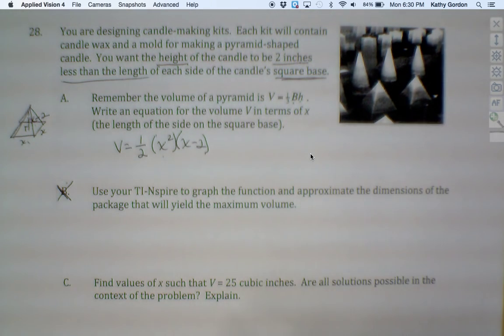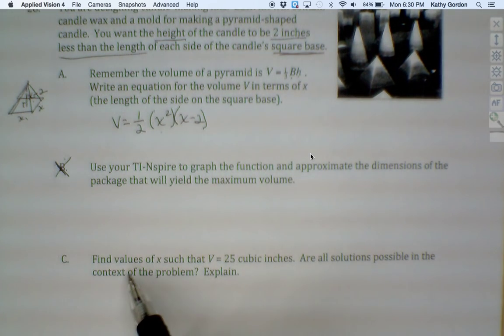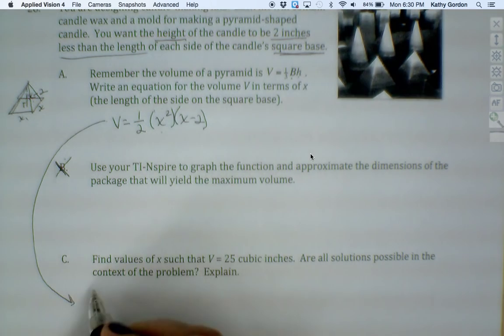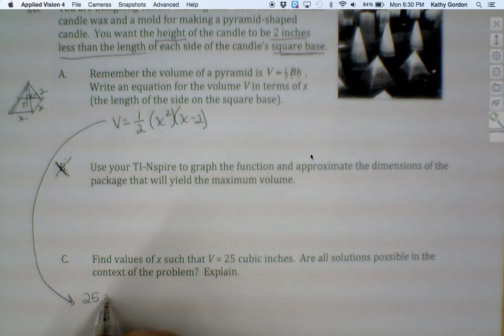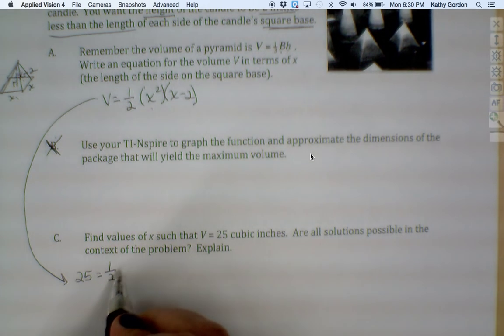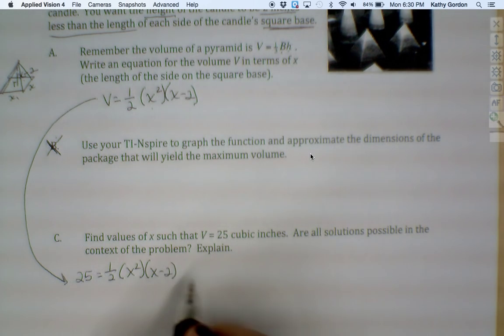Okay, then we skip down here to part C, and part C says find values of x such that the volume equals 25 cubic inches. Are all solutions possible in the context of this problem? Explain. Okay, so we're now taking this equation and putting the 25 in for an actual volume. So we've got 1/3 x squared times x minus 2.